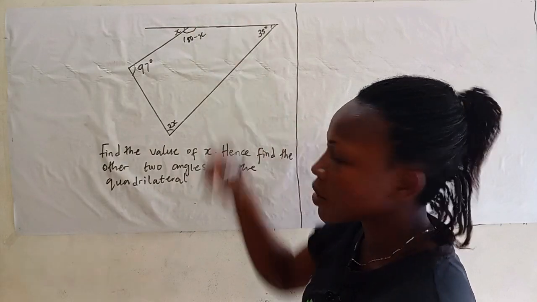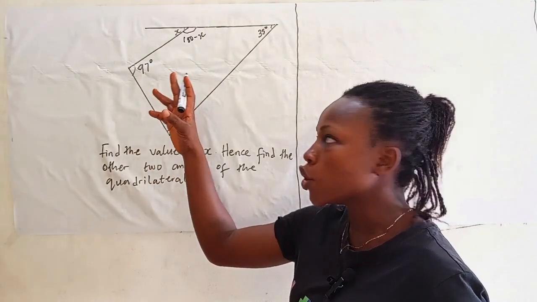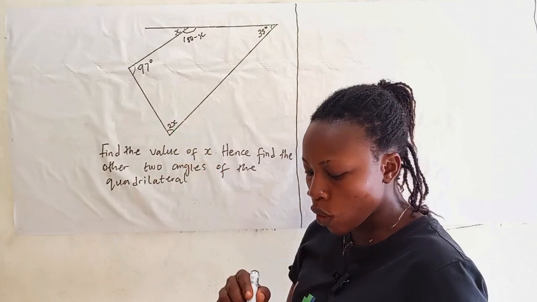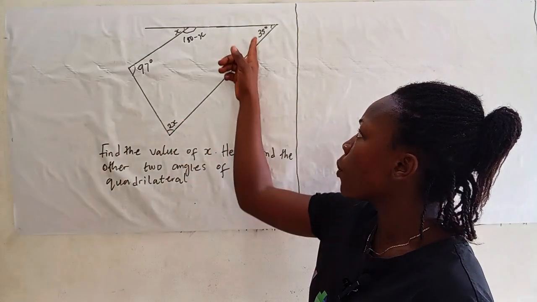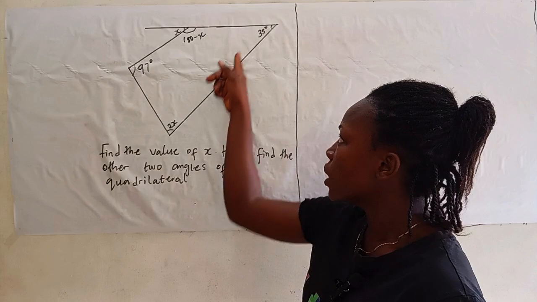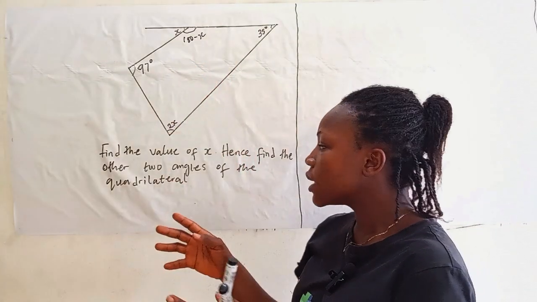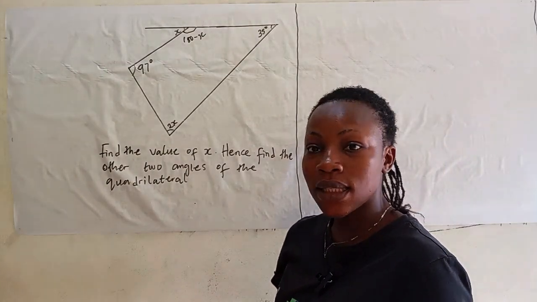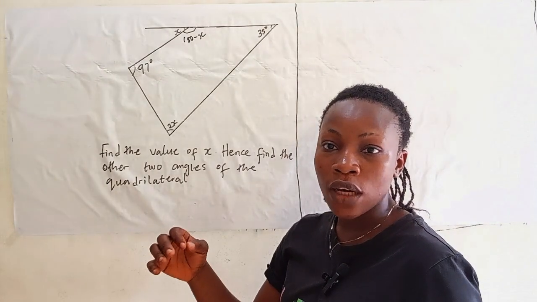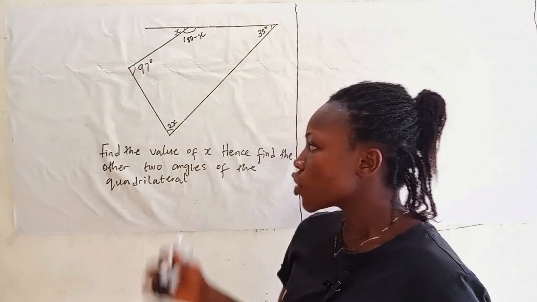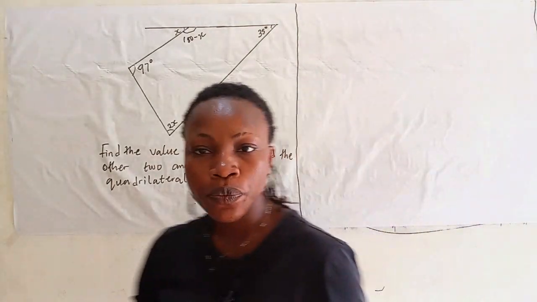That means the value of this angle is going to be 180 minus x. So that's what we are going to use in order for us to find the value of x. So once we sum up all these angles inside here, we equate them to 360. That's the sum of angles in a quadrilateral. All right, so let's go ahead and solve it.